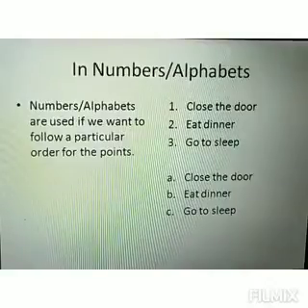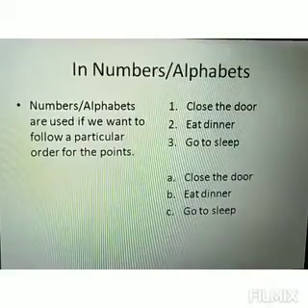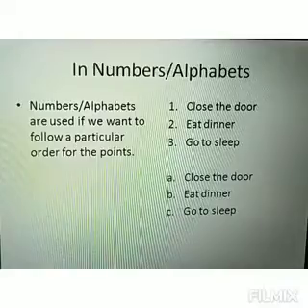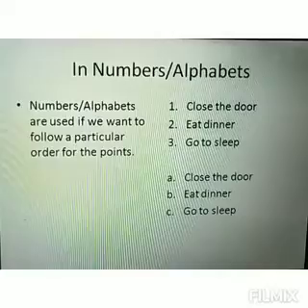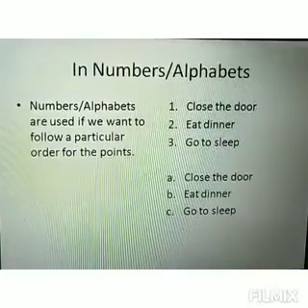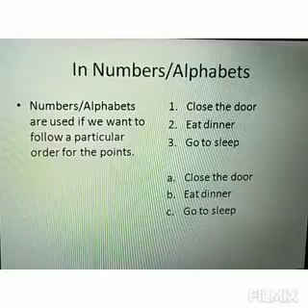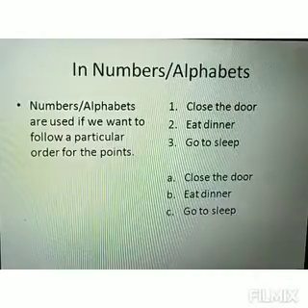Numbers and alphabets are used to list out the points if you want to follow a particular order. For example, in this we are following the order of 1, 2, 3, like close the door, eat dinner and then go to sleep. Since we are following an order, we are using the numbers or alphabets option.